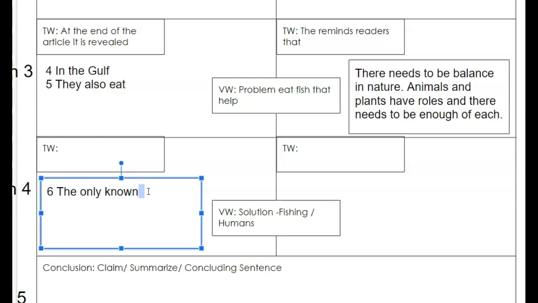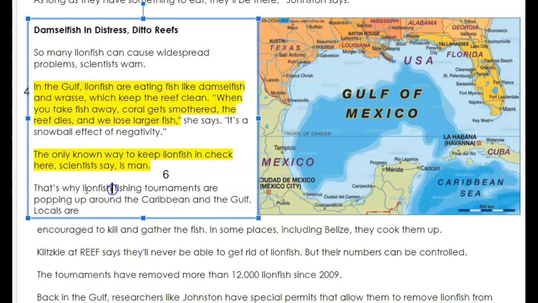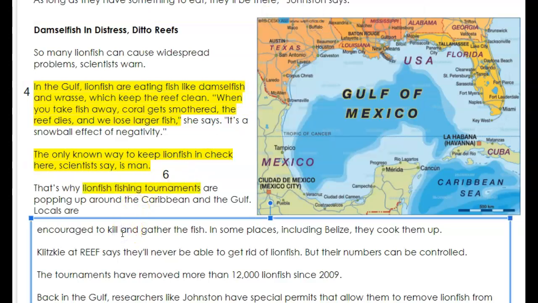So I brought in my note that that is the next text evidence that I have highlighted. We say that man, so that goes with humans needing to be helpful, but I'm going to call this 7 right now, I need to talk about how the solution is fishing. It's not just, so humans doing what? I need to go find that evidence. Right here it says lionfish tournaments. So I'm going to highlight that, and this is kind of a split one, because it continues down here. Lionfish tournaments are encouraged to kill and gather fish.